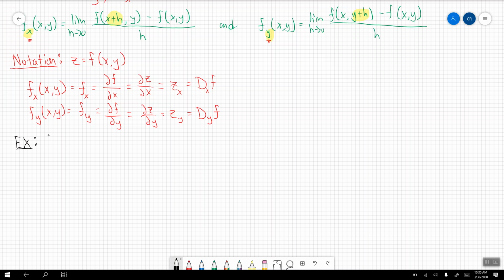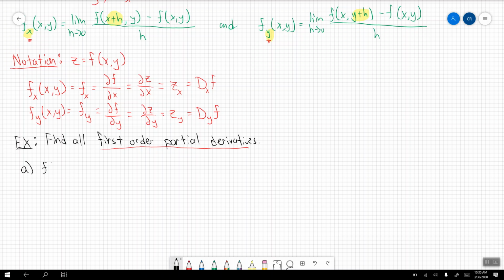So on this example, we're going to find all first order partial derivatives. Now, you're going to see here that using the notation above, if we have a function of 2 variables, then when we take the first order partial derivatives, this is going to imply that we're looking at 2 different derivatives. One, the derivative with respect to x. The other one, the derivative with respect to y.